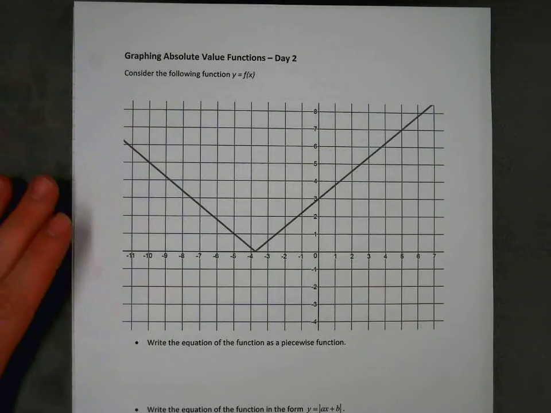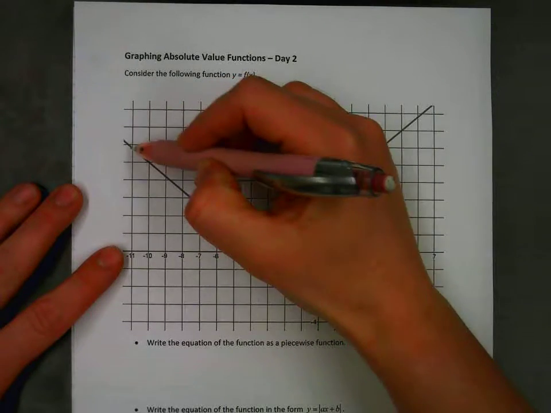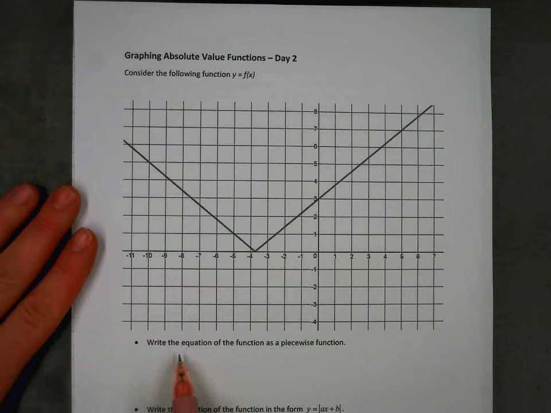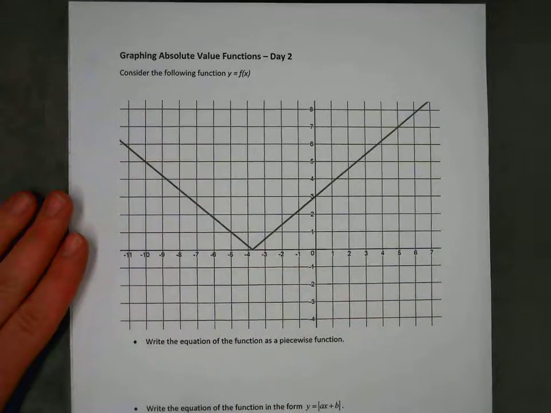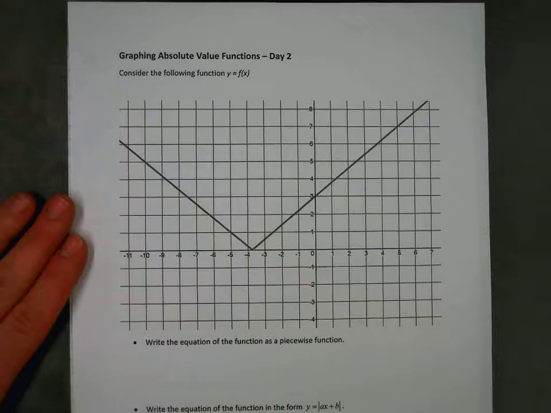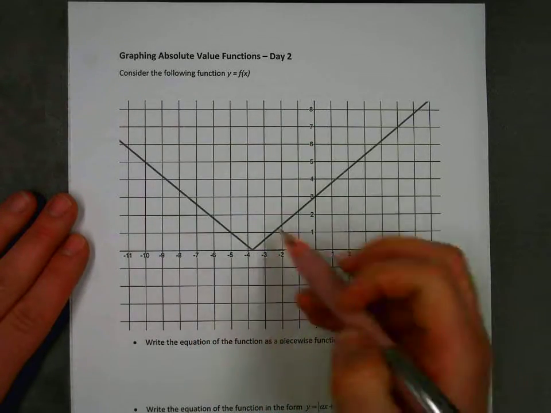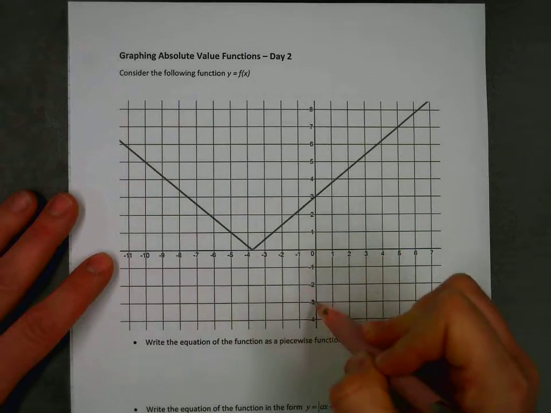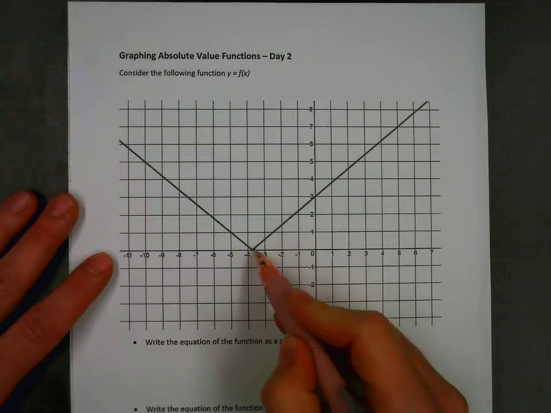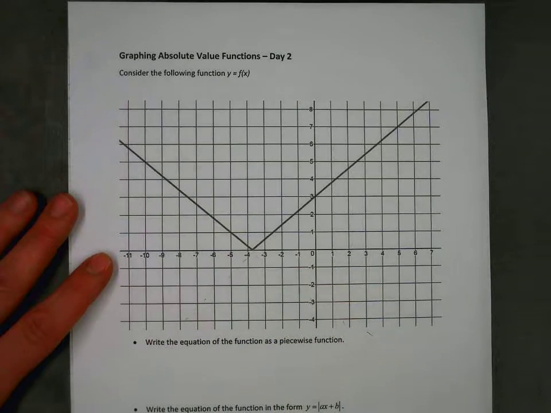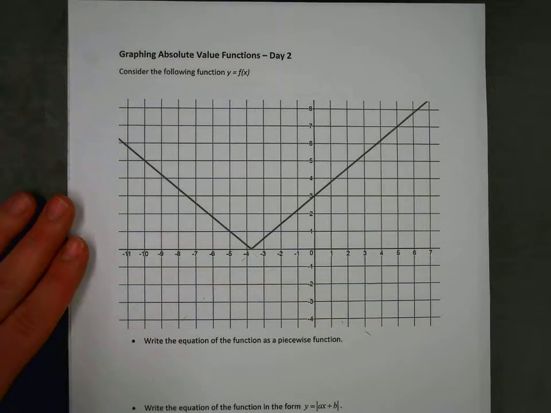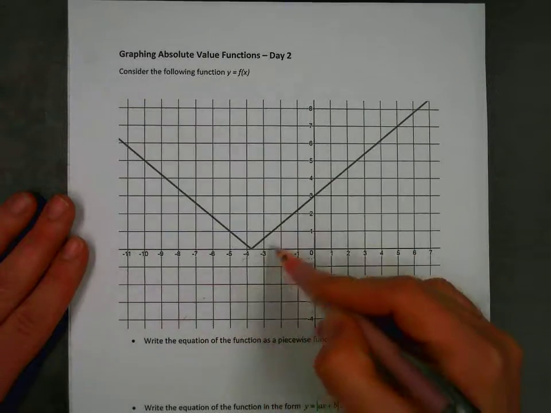So if we are given the function, we were asked to write the equation of the function as a piecewise function. So what we need to do is consider both of these lines. This line that technically continues through here, and this line that technically continues in this direction. So we have to get the equation of each of these lines. Okay? And they're actually related to one another as negative values.